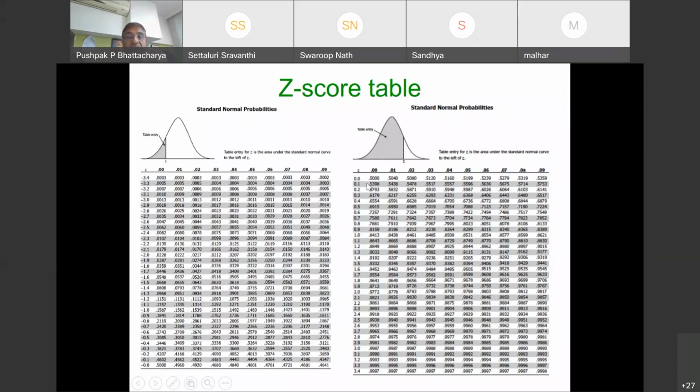So any question on the Z-score table? This is going to be important for us for hypothesis testing. Any question?